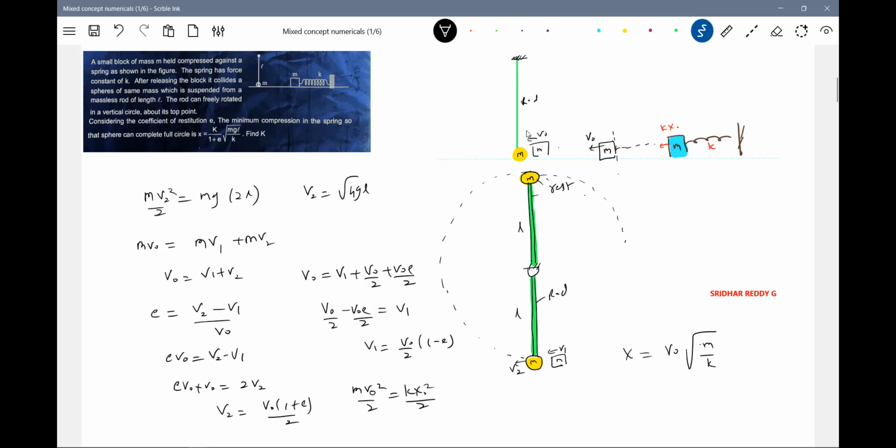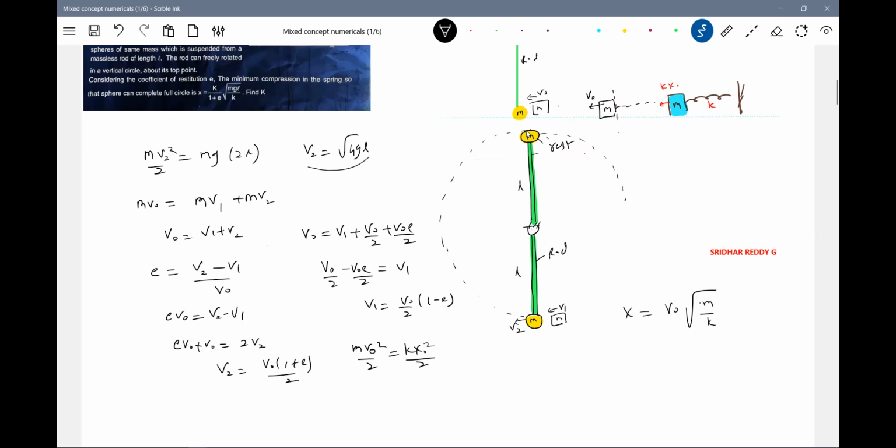I think you have to bring all this. The v2 value you have to substitute. Then you get v0 in terms of root GL. One more step that will include here. Root 4GL equal to v0 into 1 plus e by 2. So v naught, I think this v1 is not needed. Then v naught will become equal to 2 root 4GL by 1 plus e.